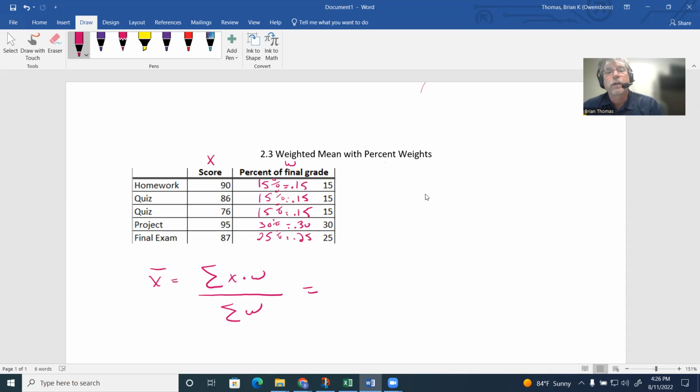So if I want to calculate X times W, what I'm going to be doing is multiplying these scores times these percentages. And that's going to give us how many points of our final grade comes from homework. So I'm going to multiply these XWs together. This 90 times 0.15, this 86 times 0.15, and so forth. And since those numbers are a little wonky, I am going to go ahead and use a calculator.